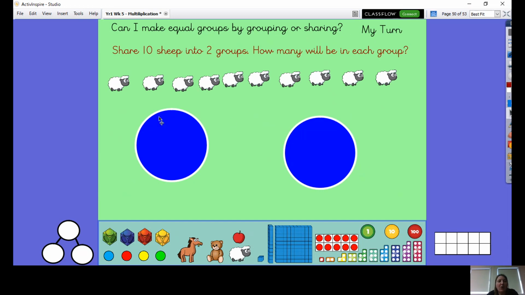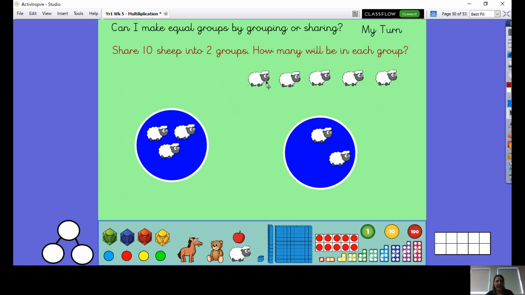So this time I've already got my groups. I know I've got 2 groups and I've got 10 sheep, but I want to know how many will be in each group once I've shared them out. So I'm going to go 1 here, 1 there, 1 on here, 1 on here. So it's best to do it one at a time and make sure you're sharing out. So we'll go 1 here and then 1 there, 1 here, 1 there, 1 here and 1 on there.